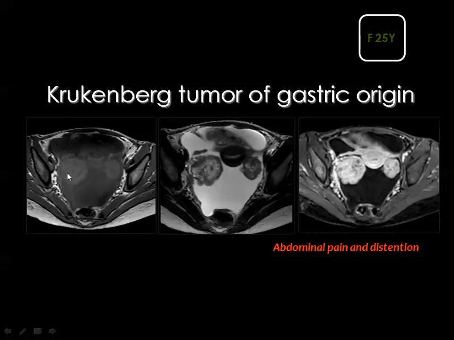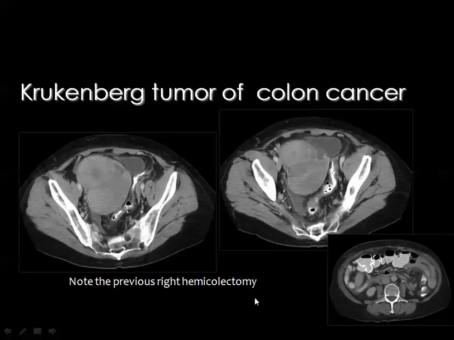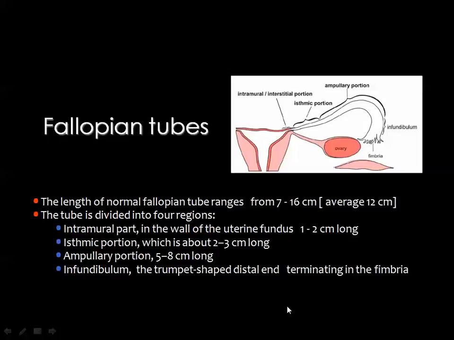They show intermediate signal in the T1 and also intermediate signal in the T2 with evident post-contrast enhancement, and you see the presence of ascites, and the patient is known to have gastric cancer. Then in this case, you can see that there is a right hemicolectomy. The right-sided colon is not present. And in the pelvis, you see a big mass, which is predominantly solid in the right adnexal lesion. You can also see minimal amount of ascites, and this is the Krukenberg tumor from colonic cancer.